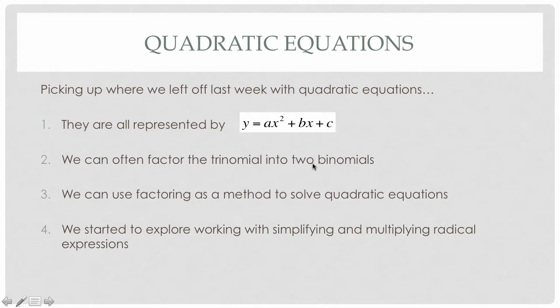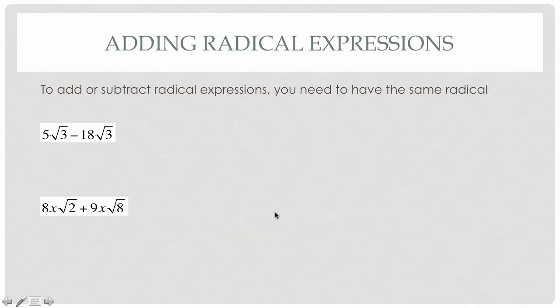We also learned how to factor the trinomial into 2 binomials. We spent a lot of time splitting it up and realizing how we take 3 terms and rewrite it as 2 binomials multiplied. We saw that if we set it equal to 0, factoring was a legitimate method for solving quadratic equations. And then we started working with simplifying and multiplying radical expressions together. So we're going to pick right up. Again, we practiced a lot with quadratic stuff, and we're going to continue moving on with quadratic equations this week.